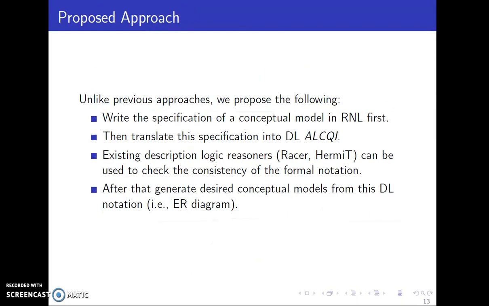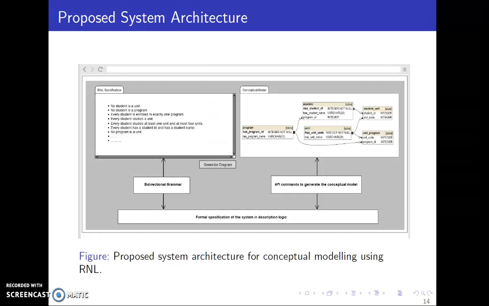Unlike previous approaches, we propose the following. Write the specification of a conceptual model in RNL first, then translate the specification into DL-ALCQI. Existing description logic reasoners such as Racer or HermiT can be used to check the consistency of the formal notation. After that, generate desired conceptual models from the DL notation.